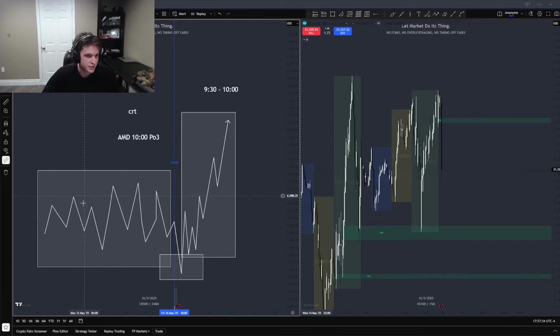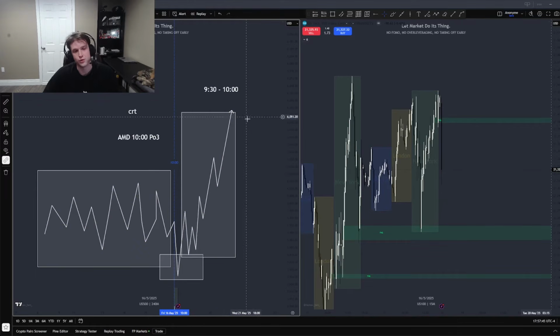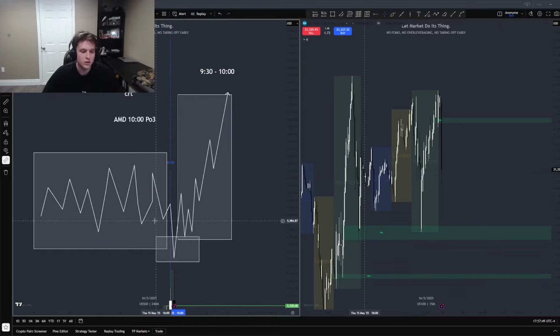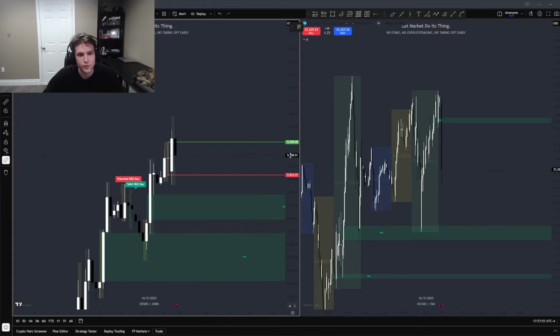So the market's chopping, it's consolidating, it's creating liquidity. At 10 o'clock or around there, it sweeps that liquidity. And then from there, the real move begins, the distribution. This is where we want to enter. A good chart example would be today.